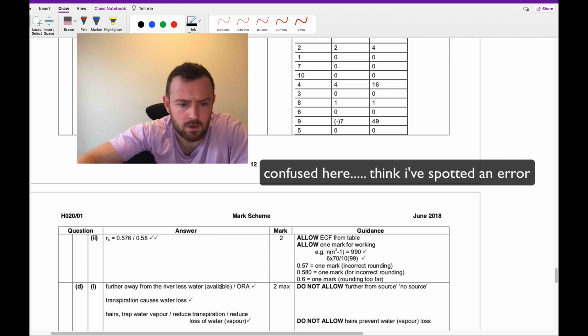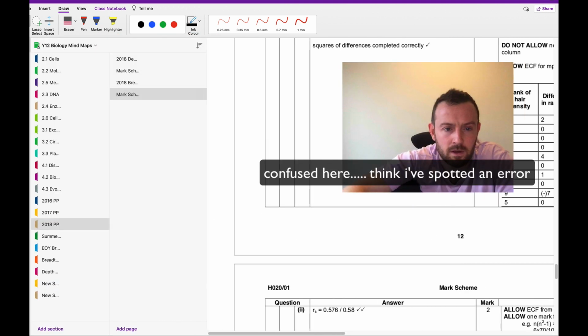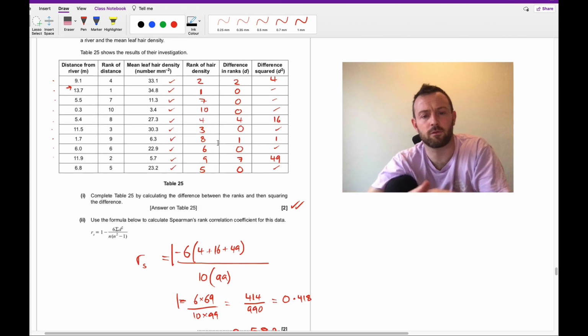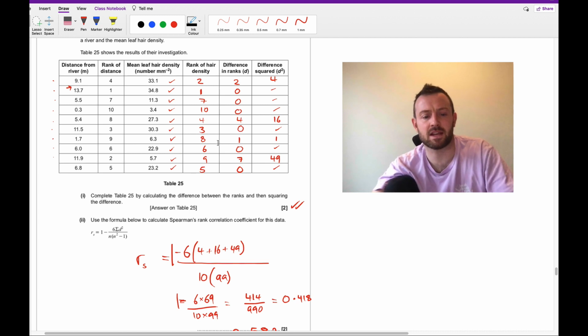I feel like I've gone wrong somewhere, but I don't know quite where. Is this paper? Come on, guys. I mean, unless I'm wrong. 4 plus 16. 4 plus 16 plus 49. That's 69.